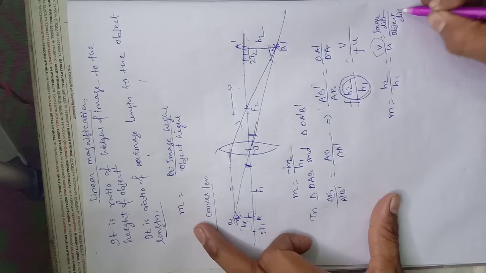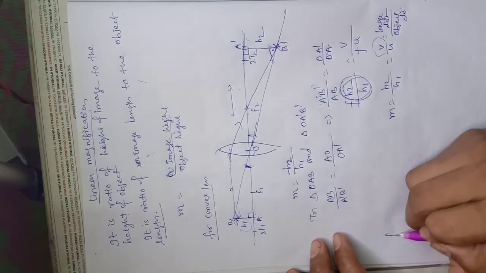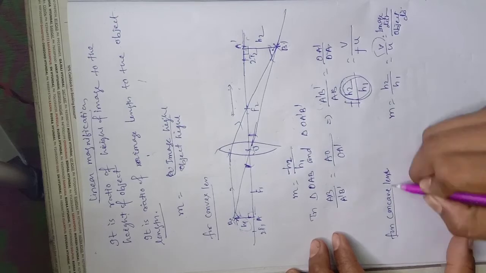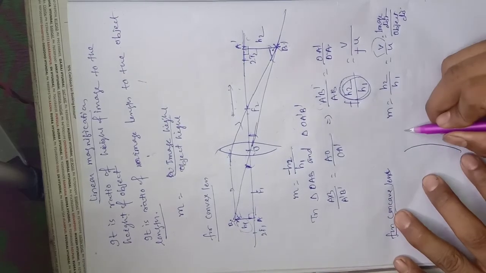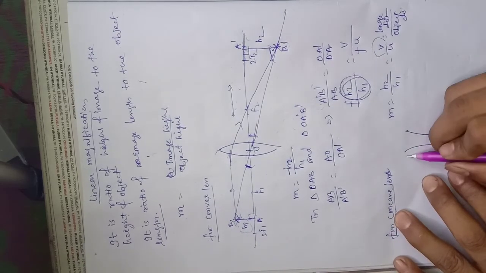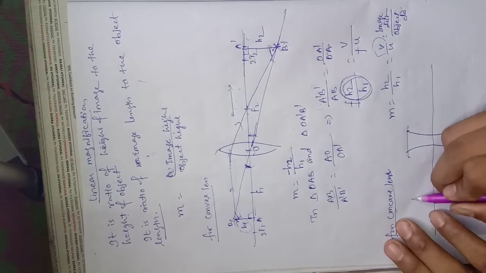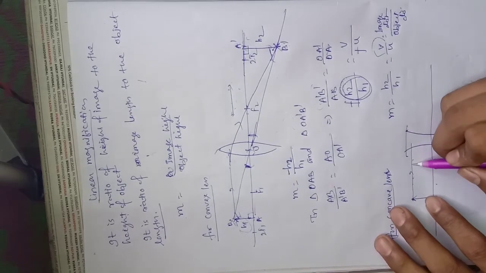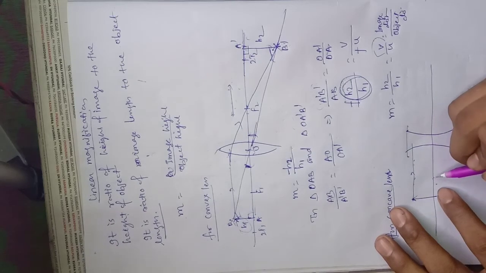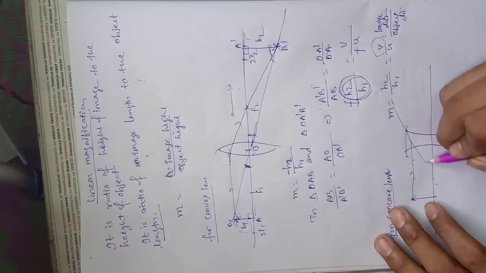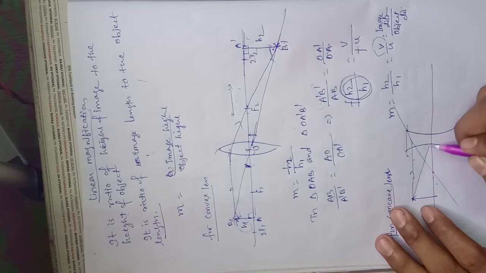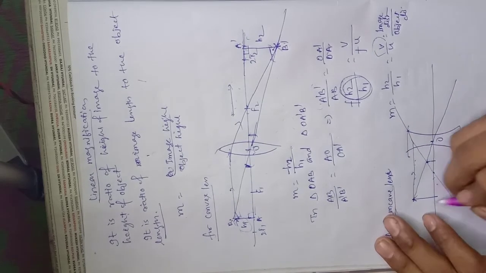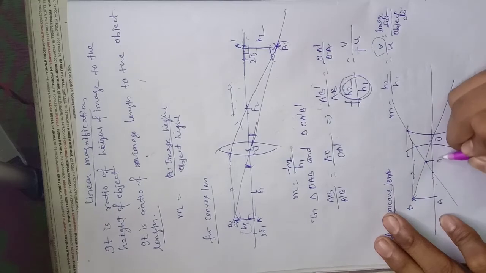Now in the case of a concave lens, we consider the object here. A ray travelling parallel to the principal axis, after refraction, must pass through the principal focus, and a ray passing through the optical center goes undeviated. So the image is formed here: the object is AB and the image is A dash B dash.